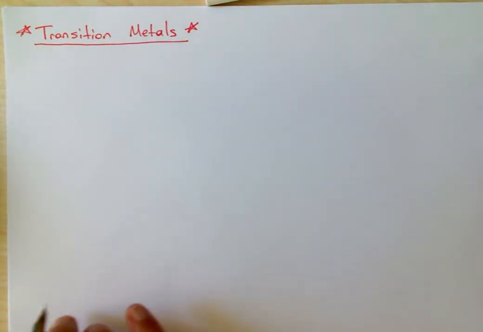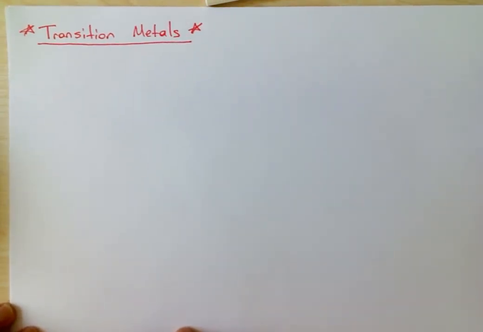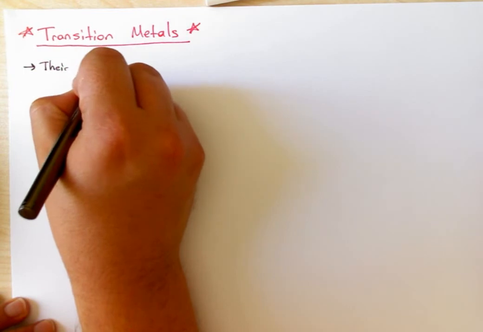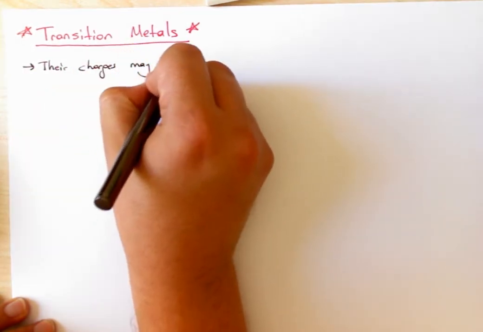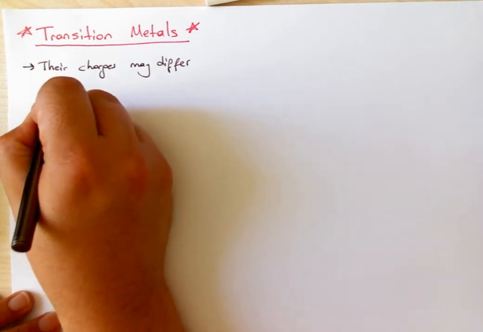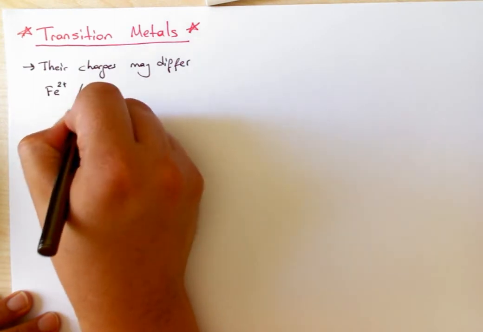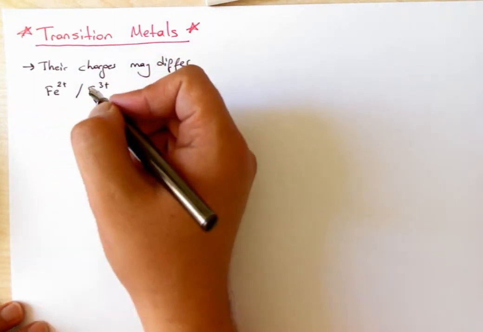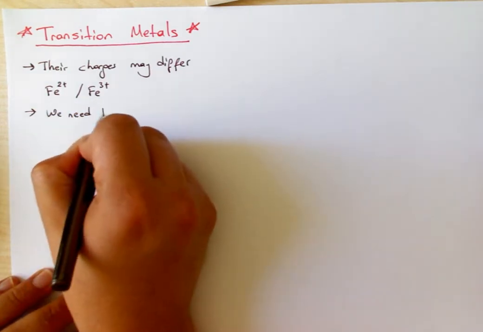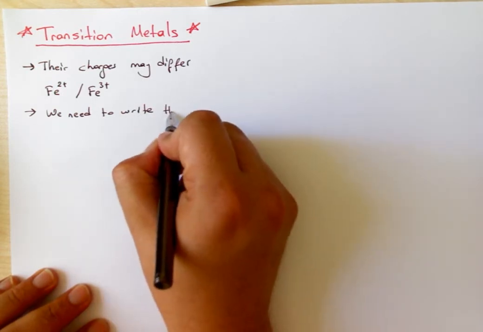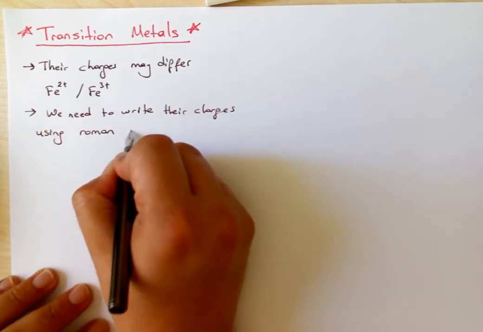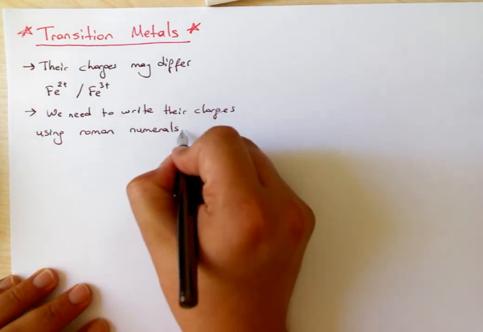One of the most important parts for naming ionic compounds is the transition metals. What is important for them is that their charges may differ. For example, iron is a transition metal and its charge can be +2 and sometimes it is +3. And the second thing is that we need to write their charges using Roman numerals with their names, of course, not with the formula.